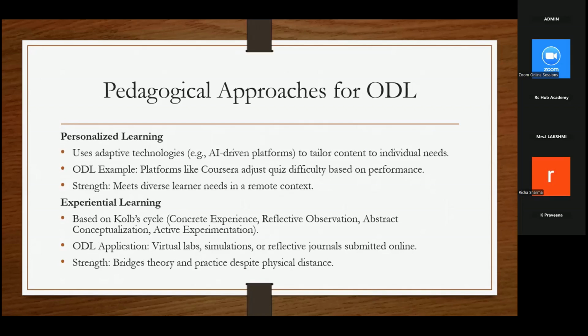And the next one is called experiential learning, which is very important in recent days, where we have to practice more, especially in the field of computer science or any domain. So there is concrete experience, reflective observation, abstract conceptualization, and active experimentation. So this is what we are saying about experiential learning. These are all the pedagogical approaches for ODL.